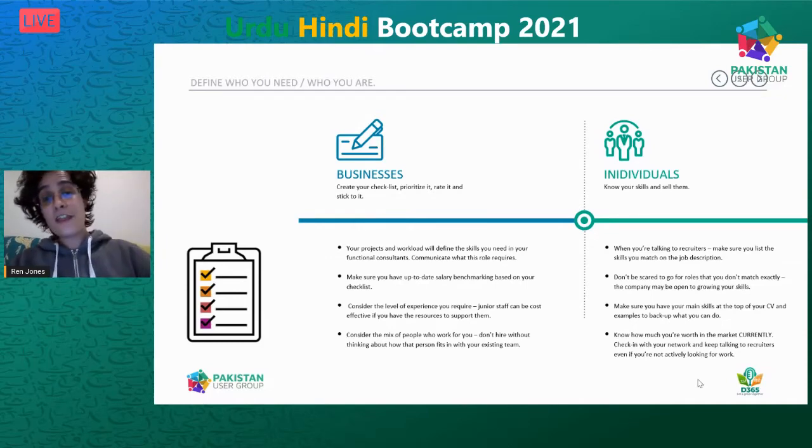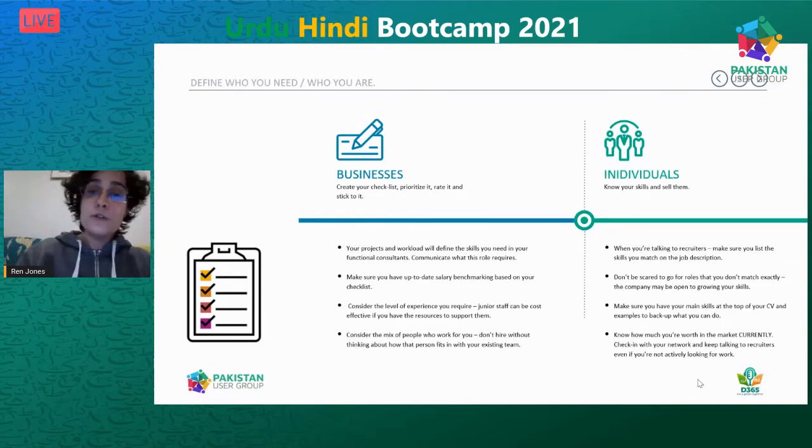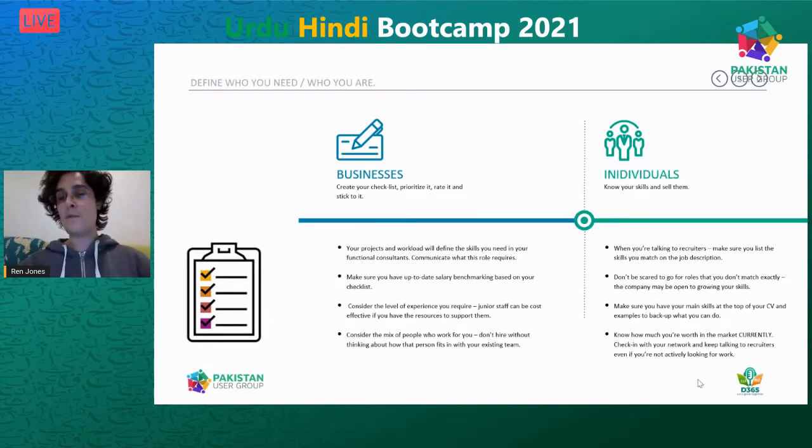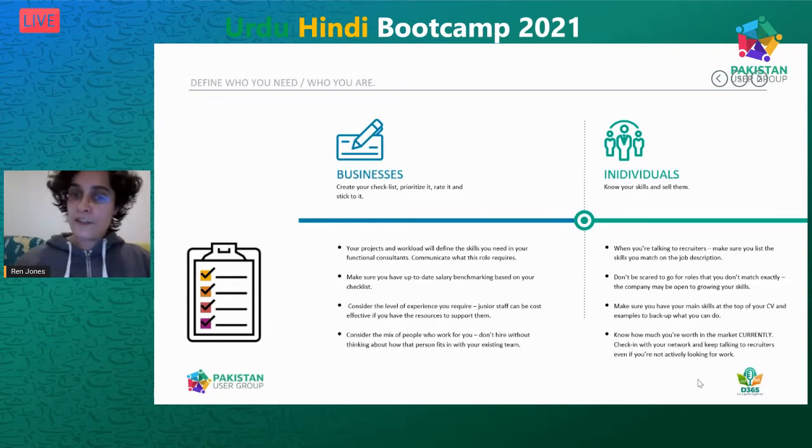Okay, then think about experience. So you need someone that has all those skills. How much of them? How long do you need them to have been working in the industry? Can you be looking at a junior staff member? And if you can, do you have the resources to grow them and help support them in their development?